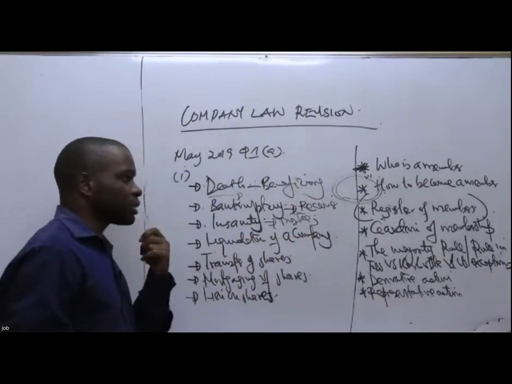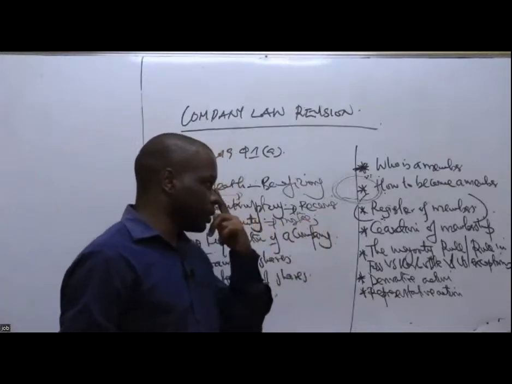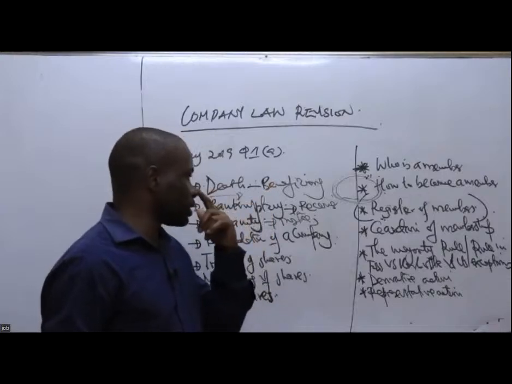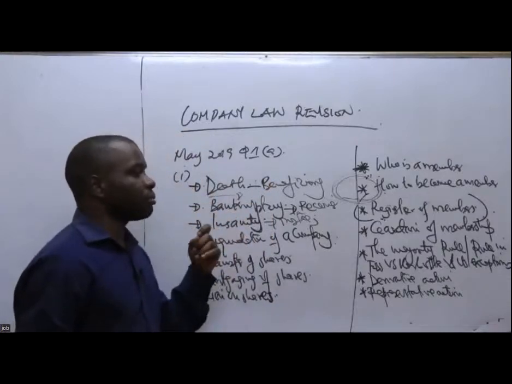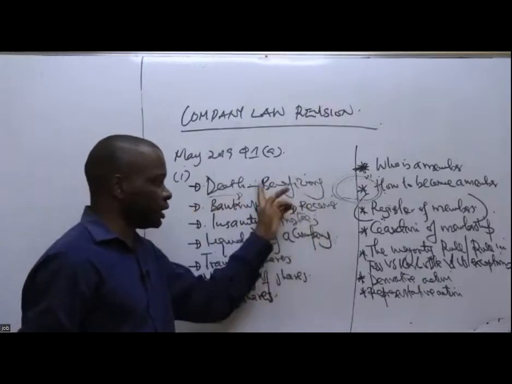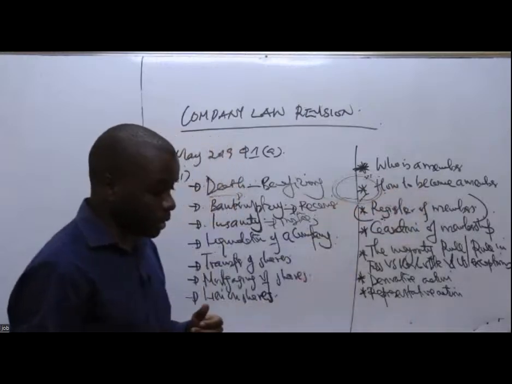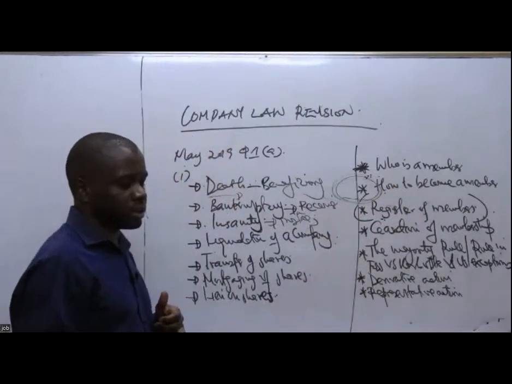If a person is a holder of shares in a company, it simply means that he's a member. If the person passes on, or is declared bankrupt, the shares will be lost to another party, that is a beneficiary. In this case, the beneficiary becomes a member through what we call transmission of shares. So number one, allotment of shares. Number two, transmission of shares.